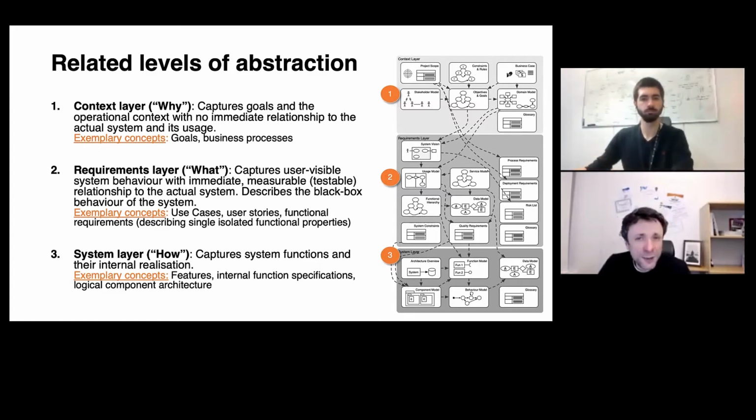Now, a couple of other terms that you might find in literature: the context layer is often characterized as business requirements, because very often we describe the operational business world, the perspective on the workflows, on the tasks. For the requirements layer, very often the term user requirements is used because we describe user-visible characteristics of a software system. And the system layer is very often called system requirements because we discuss here the what at a system level.